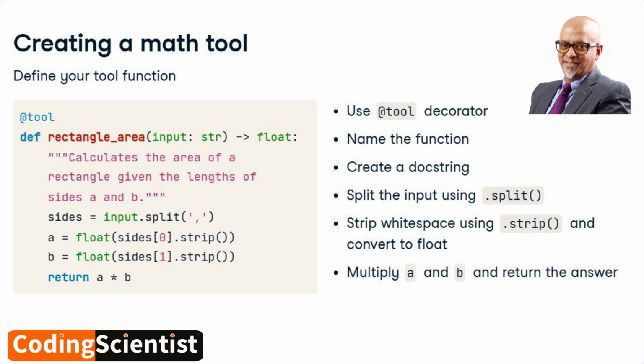Inside the function, we split the input string extracted from the query into the two values representing sides A and B. To multiply the sides, we strip any white space around the string inputs using Python's .strip method and then convert each string to a float. We then multiply sides A and B together to calculate and return the area of the rectangle.